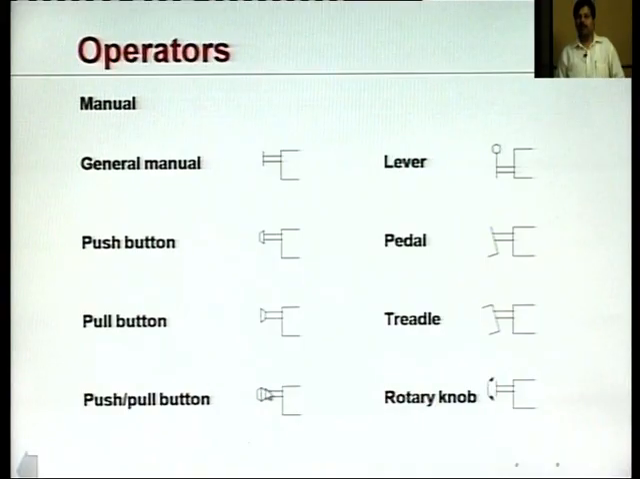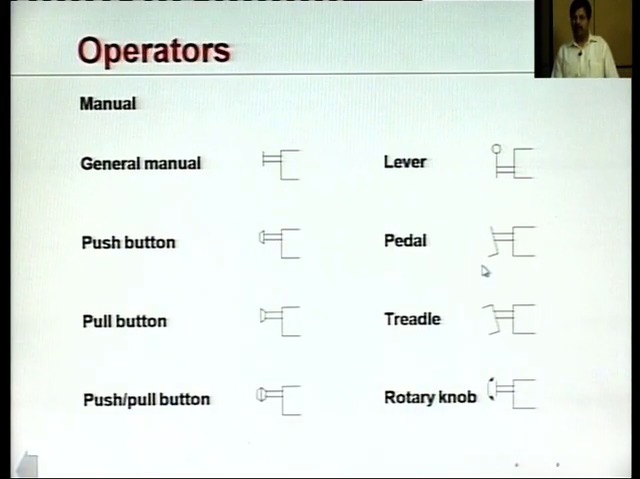A push and pull type of system, where there is no spring at the back of this valve, is represented like this. In this type of system, when we push this button, in case it is a two-way direction control valve, then it will get shifted to the second position of the valve, and when we pull this button, it will shift back to the normal operating position of the valve. We can also use a lever in case it is a larger valve.